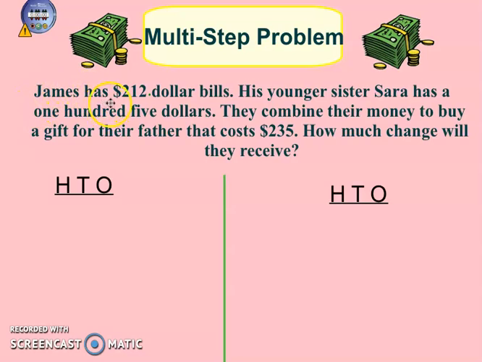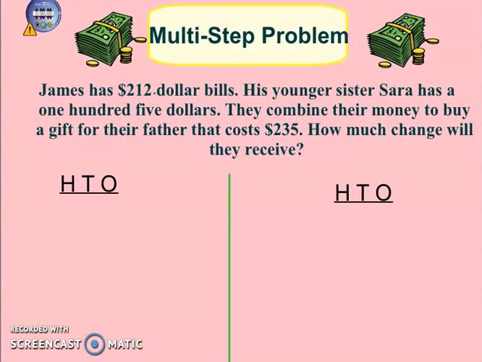First, we're going to read the problem. James has $212. His younger sister Sarah has $105. They combine their money to buy a gift for their father that cost $235. How much change will they receive?